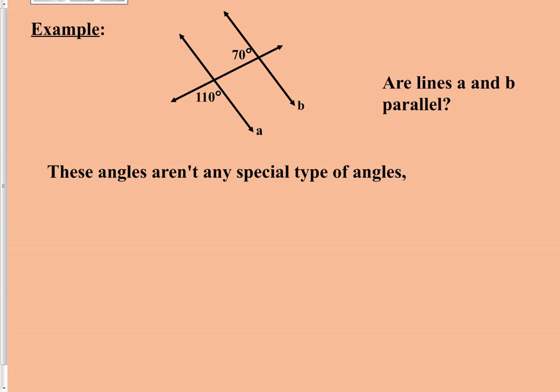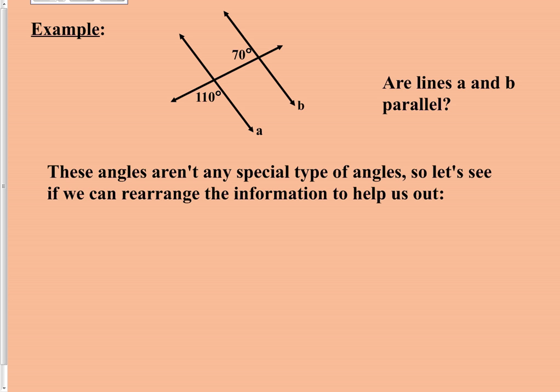It's just how to find stuff in the diagram. Okay, so the first thing we would notice on this one is that these two angles that we are looking at here are not any particular type of angles that we have discussed in this chapter. But as we have discussed here recently, we can manipulate some of this information, move it around the diagram a little bit, and that would allow us to possibly see one of our types of angles show up here in a minute. Okay, so we're going to see if we can rearrange the information to help us out.